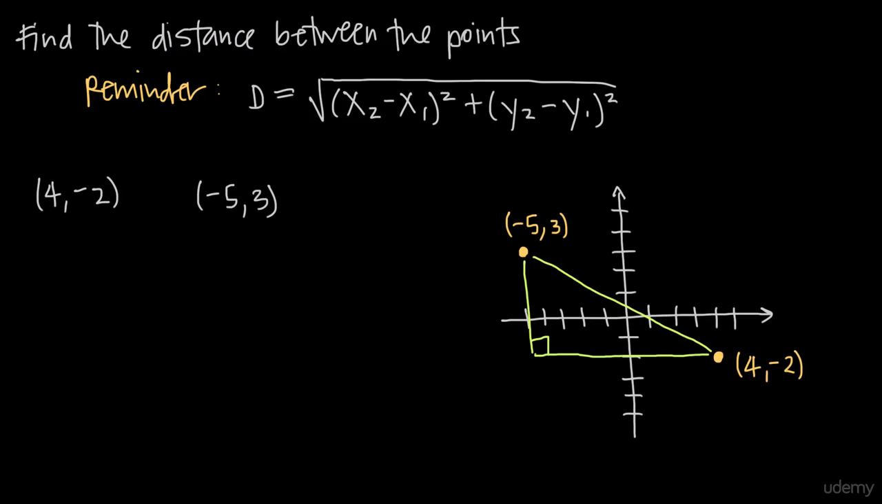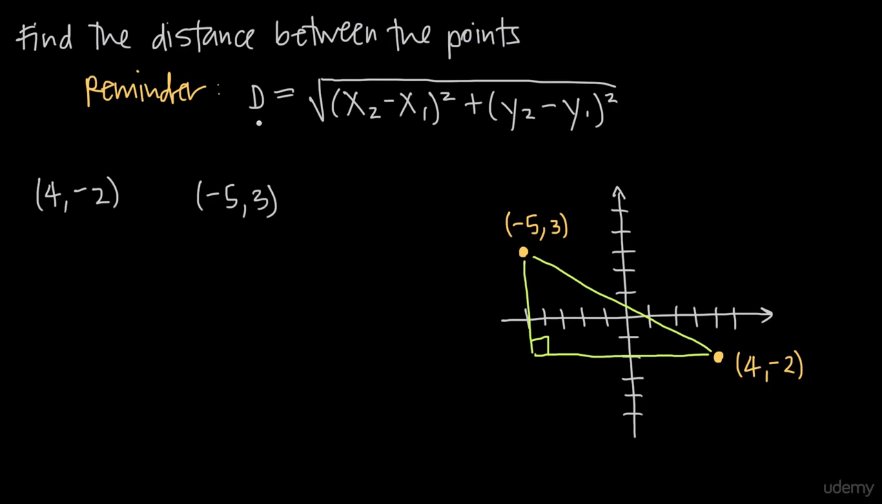In this video, we're going to talk about how to use the distance formula to find the distance between two coordinate points. As a reminder, I've written the distance formula here: d equals, where d is the distance we want to solve for. On the right-hand side, we've got the square root of (x sub 2 minus x sub 1) squared, plus (y sub 2 minus y sub 1) squared.